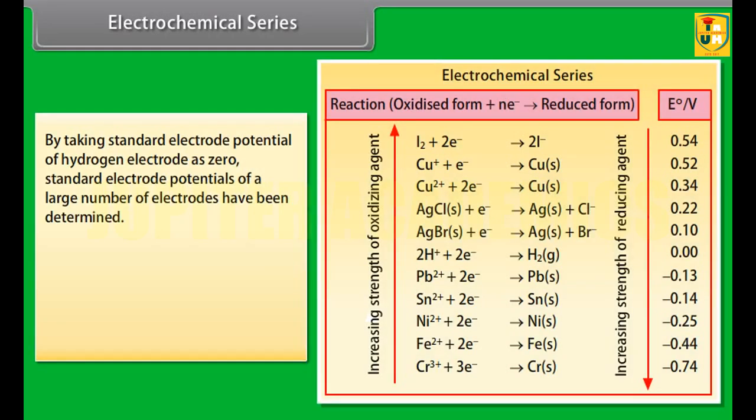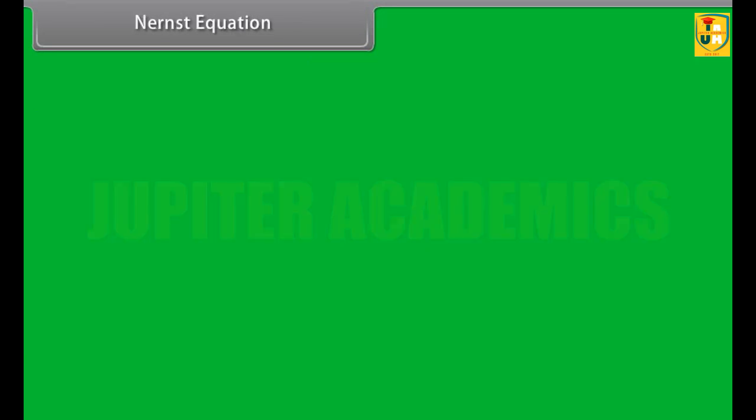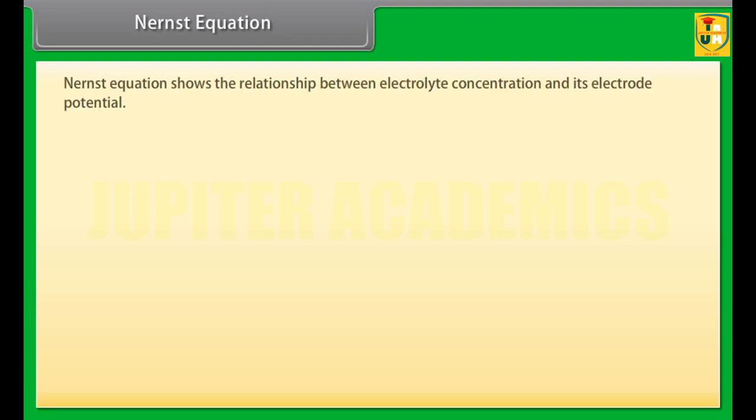Electrochemical series. By taking standard electrode potential of hydrogen electrode as 0, standard electrode potentials of a large number of electrodes have been determined. When various electrodes are arranged in order of increasing or decreasing values of their standard reduction potentials, we get a series called electrochemical series. Nernst equation. Nernst equation shows the relationship between electrolyte concentration and its electrode potential.